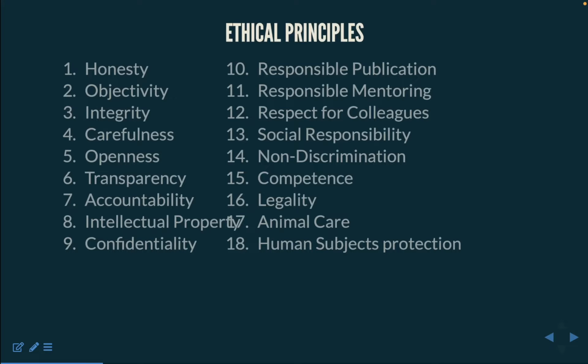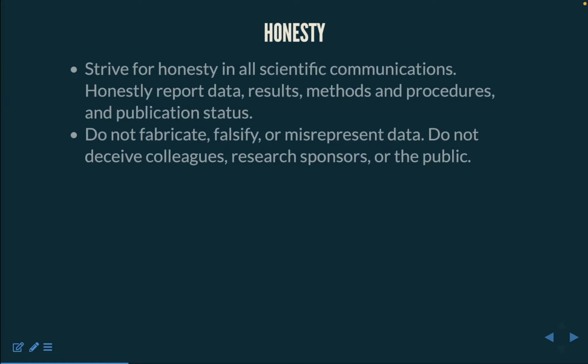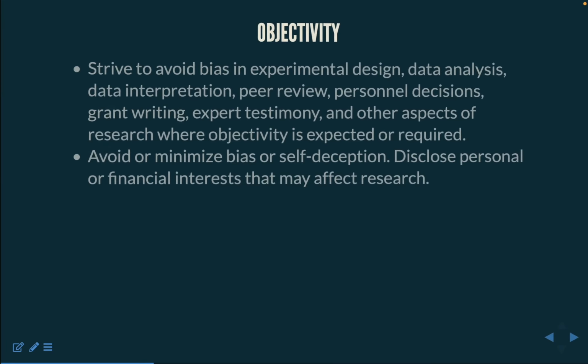So there are several different ethical principles that we can follow, and here's just a short list of those, and we're going to discuss each of these in turn. Honesty. Strive for honesty in all scientific communications. Honestly report data, results, methodologies, and procedures, and publication status. Do not fabricate, falsify, or misrepresent data. Do not deceive colleagues, research sponsors, or the public.